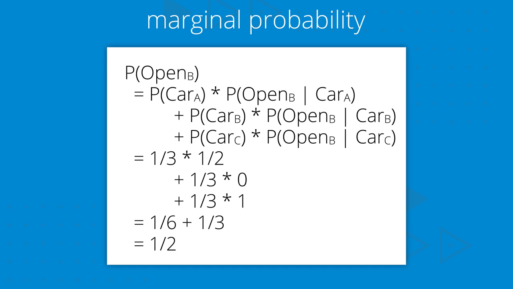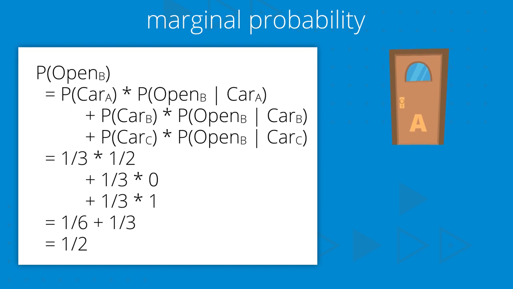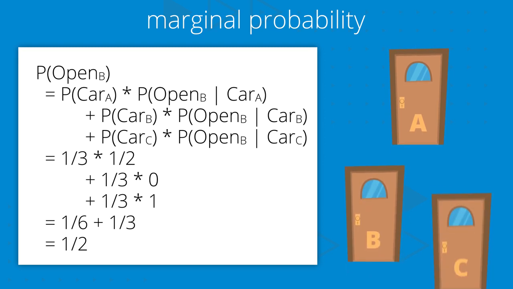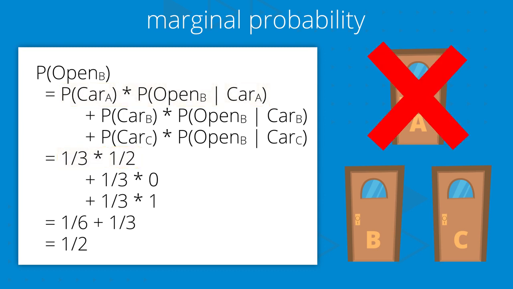There are three possibilities we have to consider. The car could be behind door A, which happens 1/3 of the time, and in this case Monty could open either of B or C with equal probability. Therefore, P of open B given car A would be half. Note that Monty cannot open door A as we've picked it as our first choice.